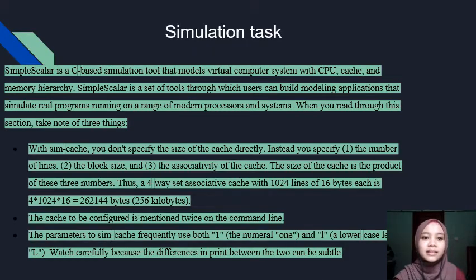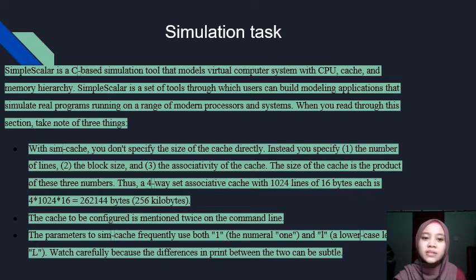SimpleScalar is a C-based simulation tool that models virtual computer systems with CPU, cache, and memory hierarchy. SimpleScalar is a set of tools through which users can build modeling applications that simulate real programs running on a range of modern processors and systems. When you read through this section, take note of three things.